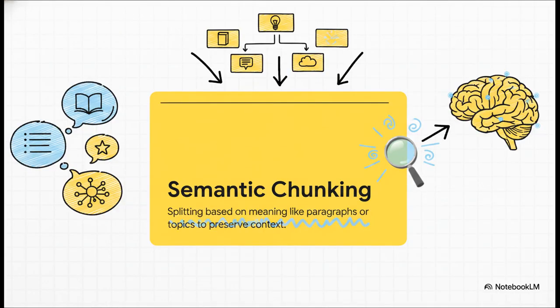Next, we have semantic chunking, and honestly, this is generally considered the gold standard for pure quality. Instead of using arbitrary token limits, you split the data based on its actual meaning. You separate it by paragraphs, logical sections, or specific topics. The brilliant thing about this approach is that it preserves context and ensures really high relevance for the LLM. The trade-off, though, is that it requires natural language processing, or NLP, to actually find those logical boundaries, which means it's going to take up more compute power.